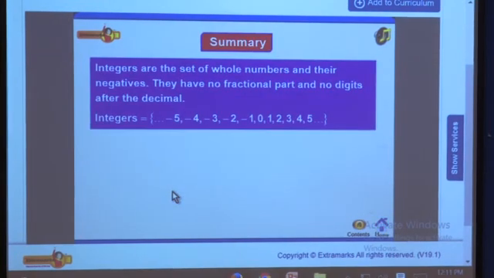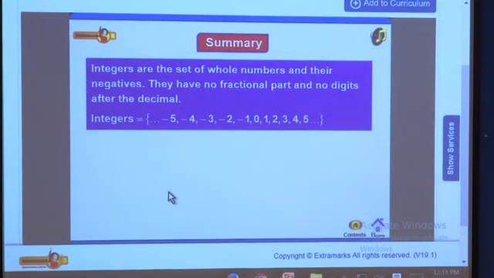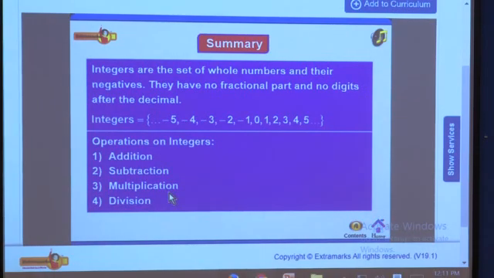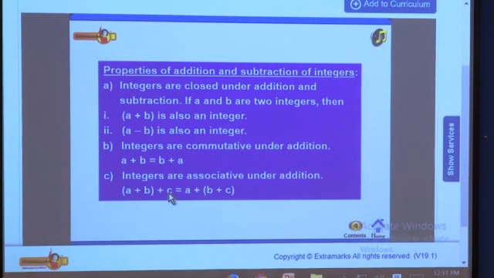Integers are the set of whole numbers and their negatives. They have no fractional part and no digits after the decimal. Following are the operations performed on integers. These are the properties of addition and subtraction of integers.